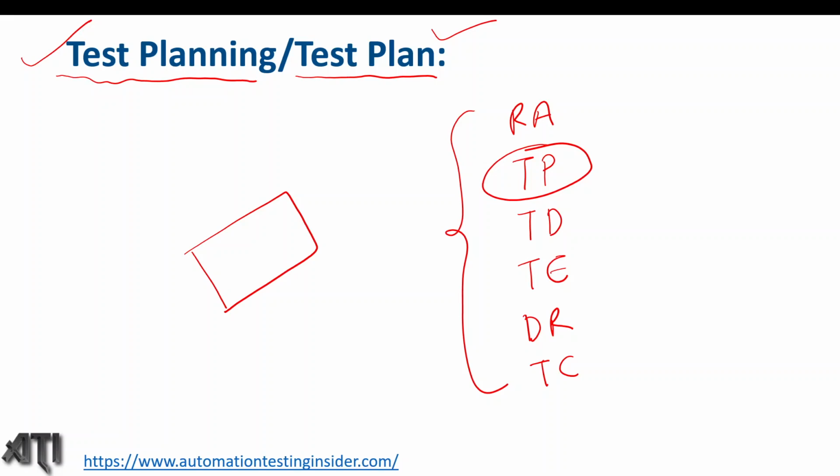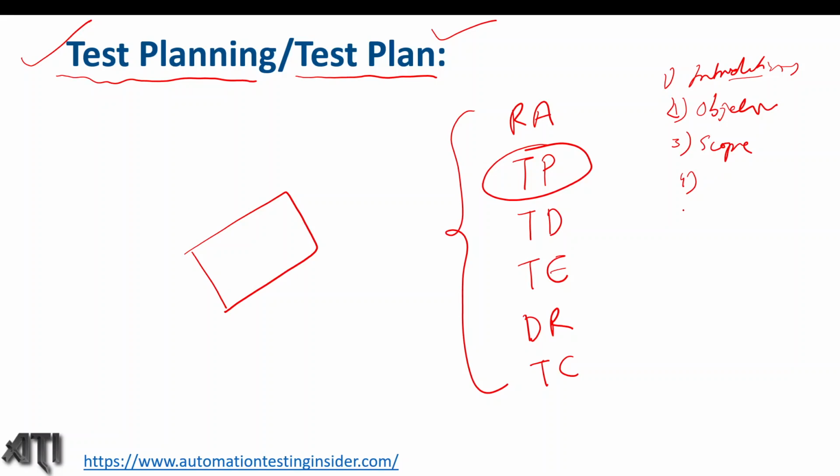So what are the things which we cover as part of the test plan? What are the things in the test plan document? What are the different sections? There we should specify the objective of testing. Before that, the introduction about the project, and then the objective of testing, scope of testing.